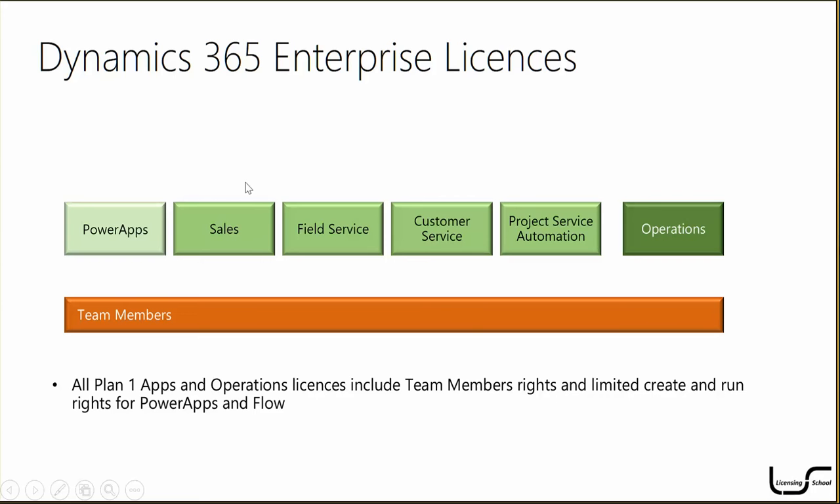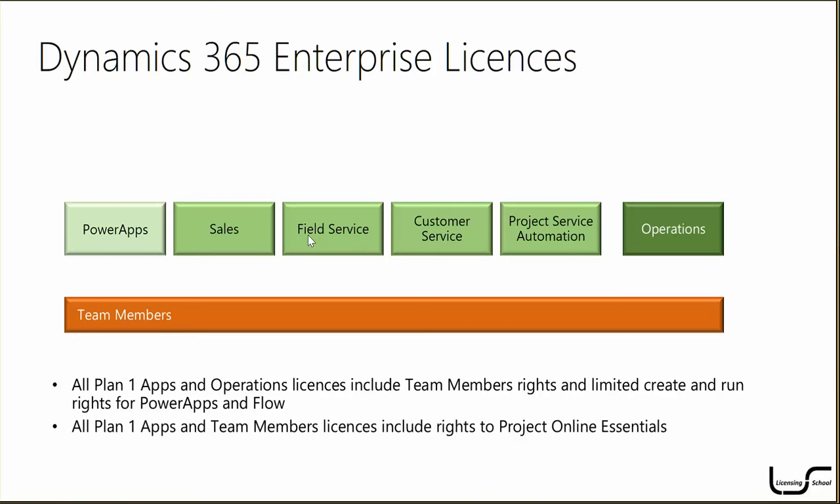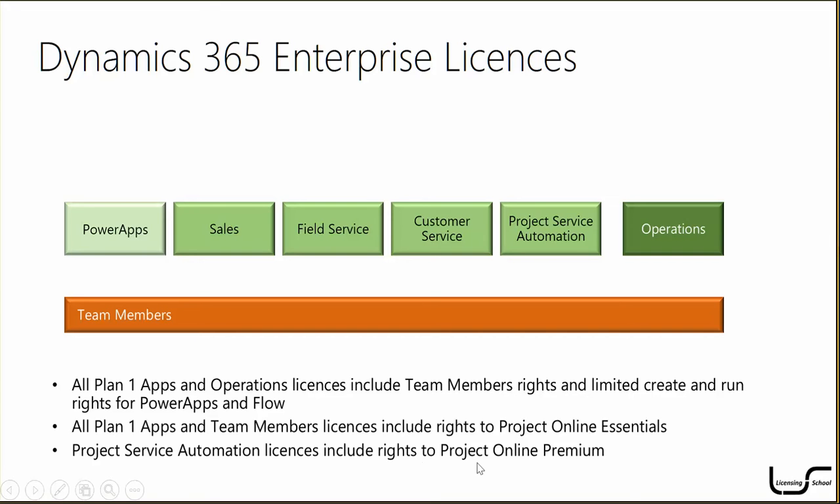But the point here, if I'm a specialist, I license for an app. However, I do get Team Members included, which is useful. There are other things included. I don't know how much you know about Office 365, but you know there is more and more being added to the licenses at the moment, and this is true here as well. So all Plan 1 apps, remember these are the Plan 1 apps, the ones that relate to CRM Online, and the Team Members license, this one here, include rights to Project Online Essentials. So things are really coming together, and that's worth about $7. So that's a good thing to have included in there. And then, final thing for the moment, project service automation licenses. So this app here includes rights to Project Online Premium, and this is when you're really getting into your project management. You've got rights and access to the full set of tools.